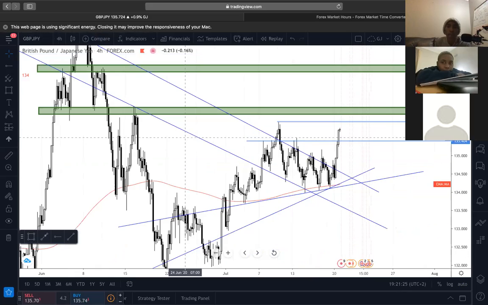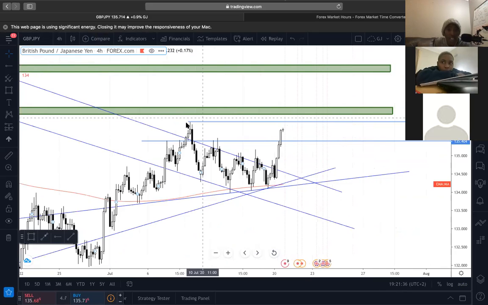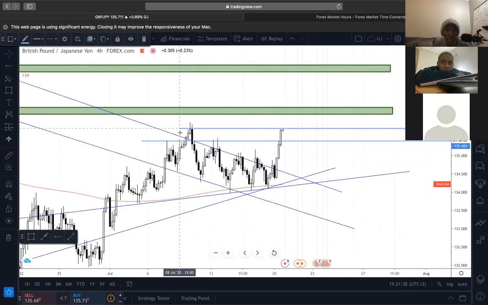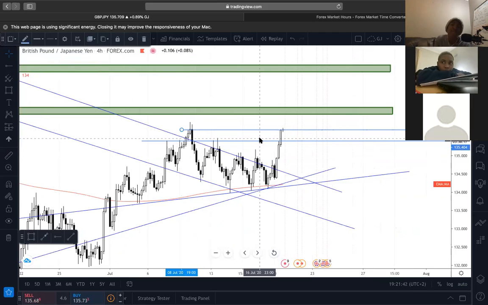So we push up here, we push up, and we basically have filled this range now. We have filled this range, and if price action reigns supreme and we don't get fundamentals that break our bullish sentiment that is pushing price up, then we should sustain these gains.